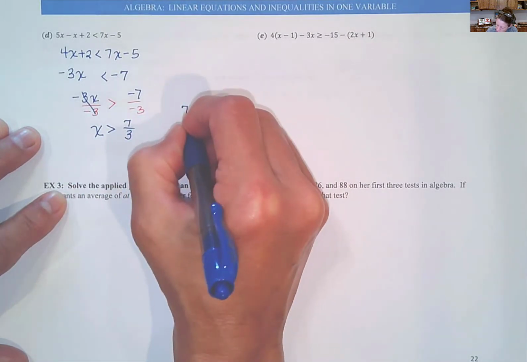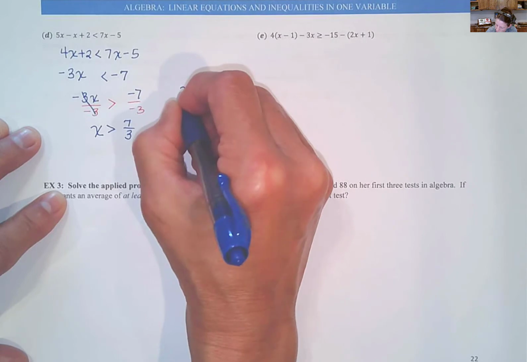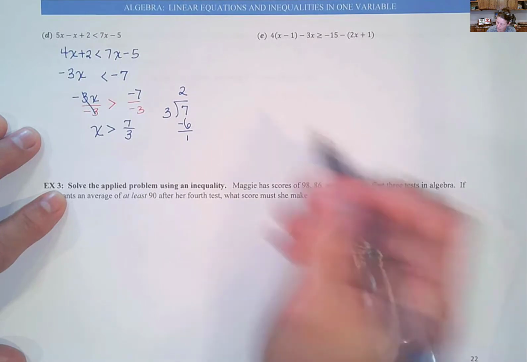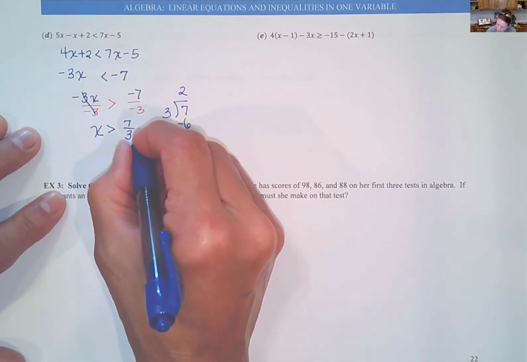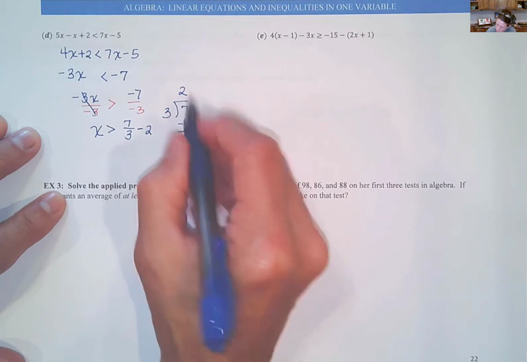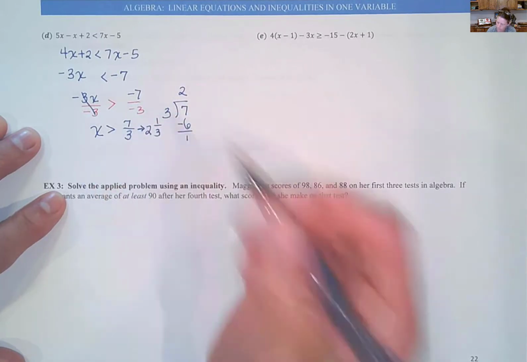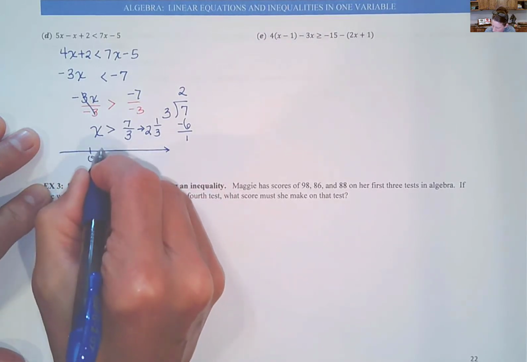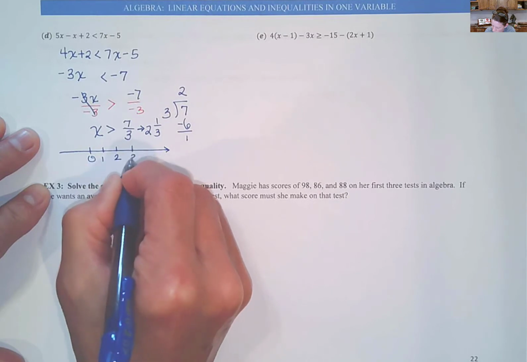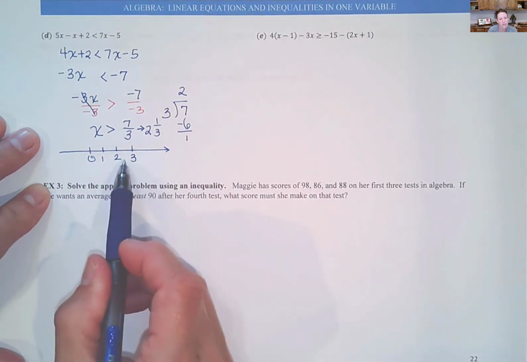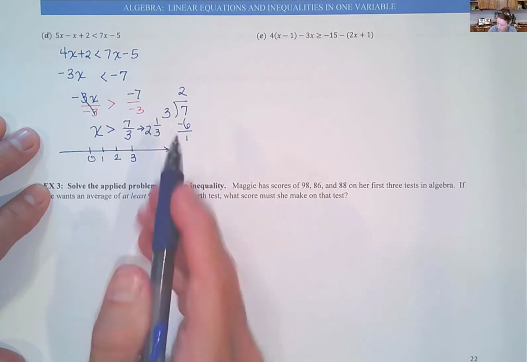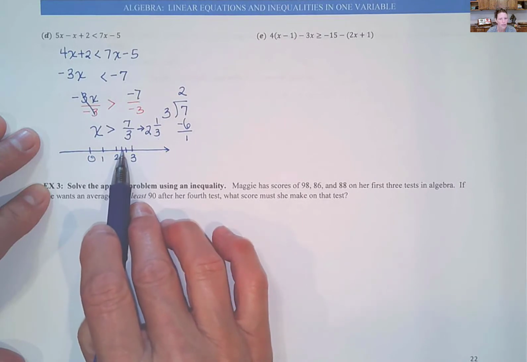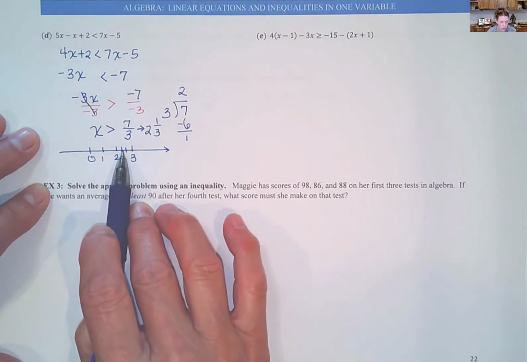Now, 7/3 as a mixed number, 3 divides into 7 twice with 1 left over. So 7/3 is the same as 2 and 1/3. So as we think about a graph, locate 0, okay, and this space between 2 and 3, let's divide into thirds. Okay, so 2 and 1/3 is 2 and 1 of those thirds.